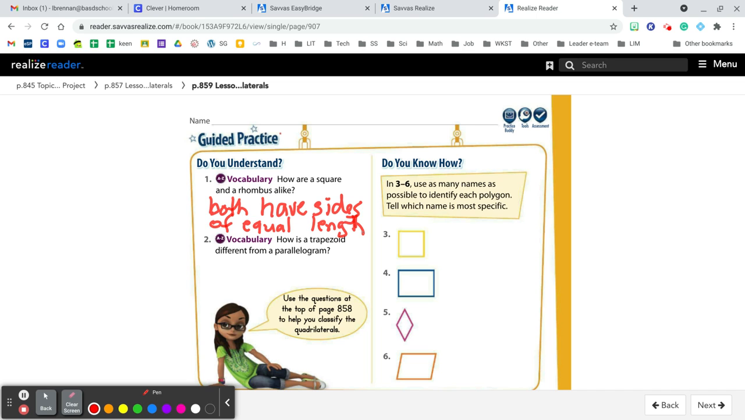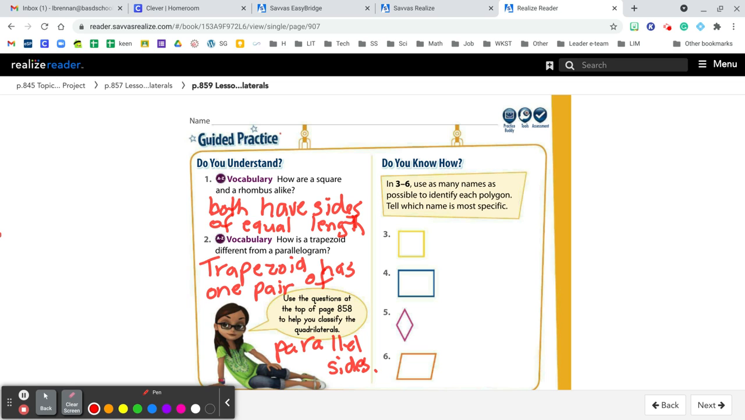How is a trapezoid different from a parallelogram? A trapezoid has one pair of parallel sides. And again, you can look back at the definitions on the page before.